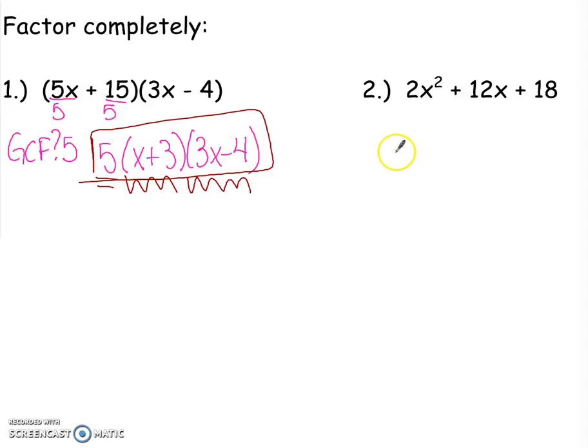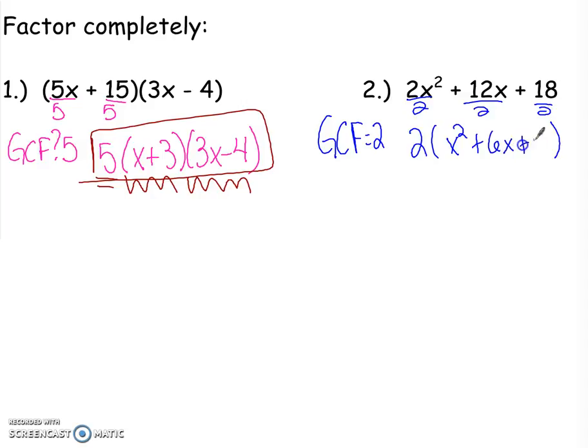Number 2, the first thing I noticed, all of the terms were even, so I knew that I would have a greatest common factor of 2. So when I take the 2 out, I'm going to see what I get left over when I take 2 out of each term to put it out front. I'd have x squared plus 6x plus 9. Then I'm going to look here. Okay, is this something that I can factor? x squared plus 6x plus 9.